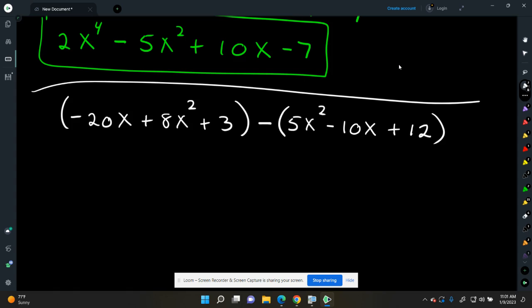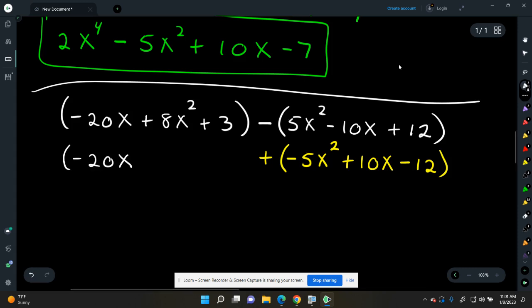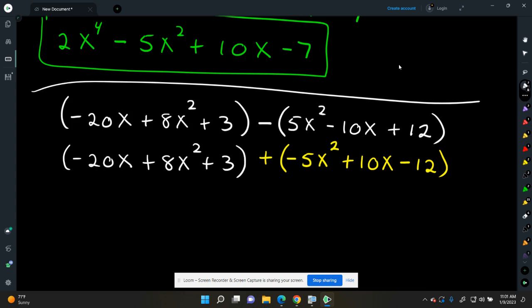What's the first thing we're going to do? Change the minus to a plus, and then change everything after. Good. So instead of 5x squared, it's negative 5x squared. Instead of negative 10, it's positive 10x, and the positive 12 becomes negative 12. Okay, and I'm just going to rewrite the first one. We good so far?